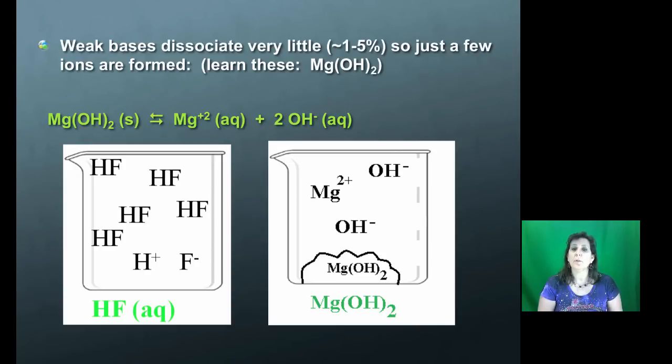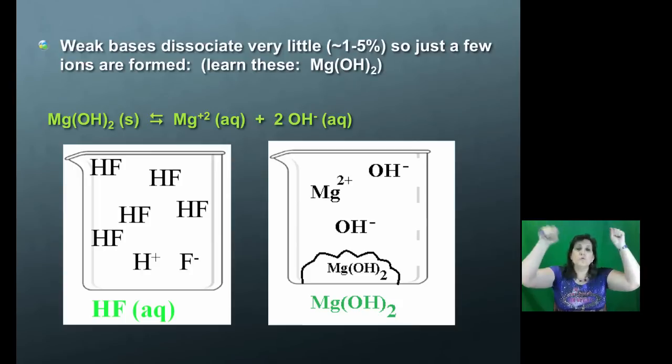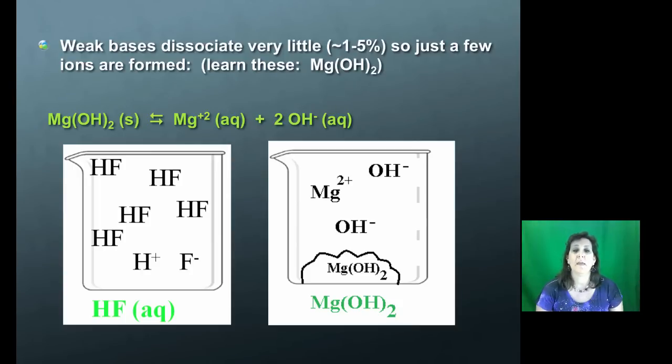Let's look at the Mg2+ OH minus picture. We got Mg2+ and 2 OH minuses. And then most of it stayed at the bottom. That little squiggly line down at the bottom means solid. Most of it's down there, like 99% of it is Mg(OH)2 down at the bottom in the solid state. Only a little bit broke apart and is up in the solution, represented by the Mg2+ and the 2 OH minus ions. So again, weak means just a little bit dissociates, just a little bit.